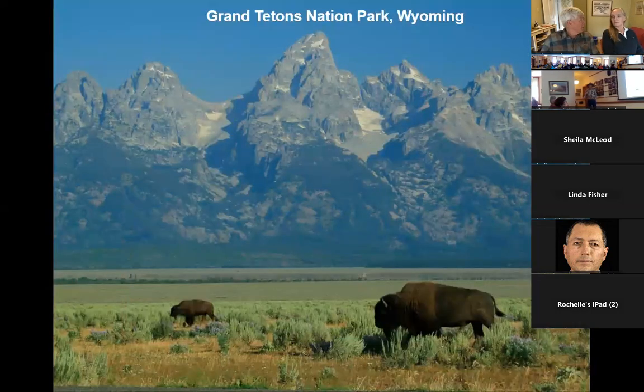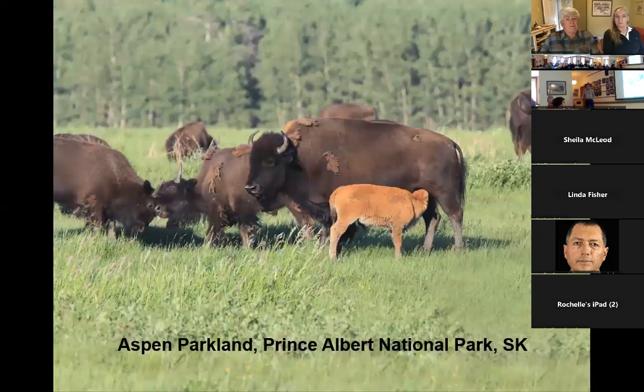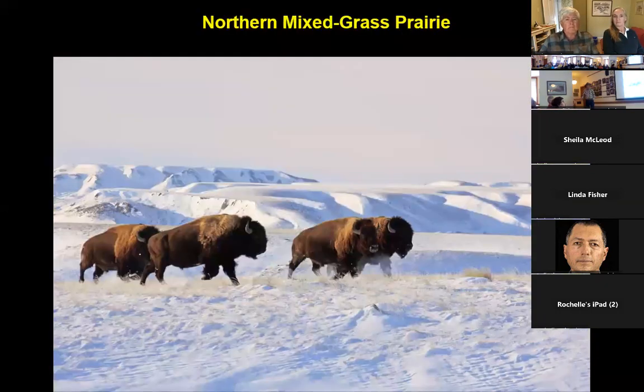Of course, they made it down the Rocky Mountain chain, as I just mentioned. This is the Grand Tetons, just to the south of Yellowstone. Next. The Aspen Parkland, and this is in Prince Albert National Park, which is very similar to Elk Island National Park here in Alberta. Next.